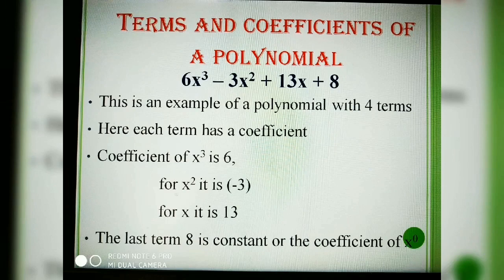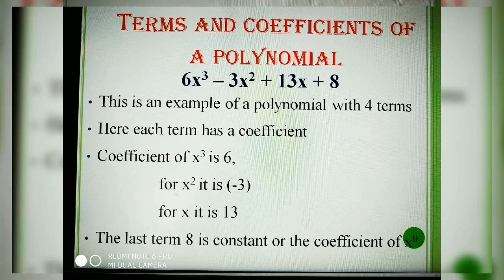Then what are the terms and coefficients of a polynomial? Here I am taking an example, 6x cube minus 3x square plus 13x plus 8. This is an example of a polynomial with 4 terms. The terms are 6x cube, minus 3x square, 13x, and 8. Each term has a coefficient. The coefficient of x cube is 6. The coefficient of x square is minus 3. The coefficient of x is 13. 8 is a constant term, or it is the coefficient of x to the power 0.